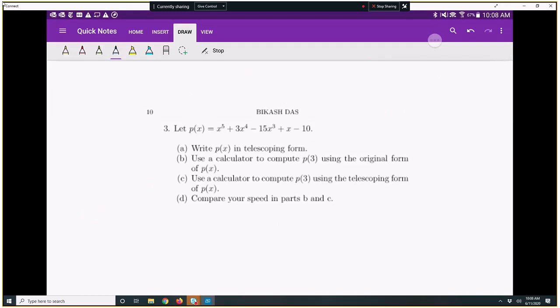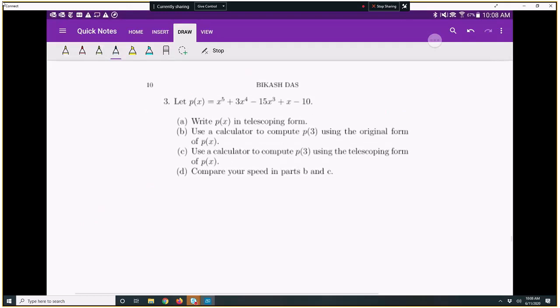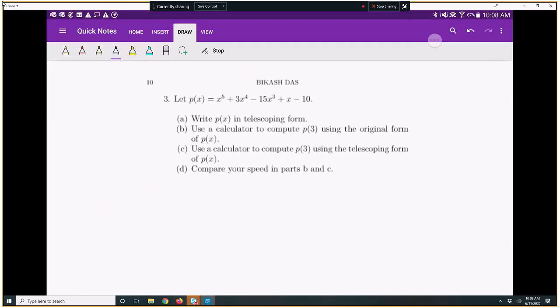Okay, next exercise. We have a polynomial. P of x equals x to the power 5 plus 3x to the power 4 minus 15x cubed plus x minus 10. First, we're asked to write this polynomial in the telescoping form. So I can see that the leading term, x to the power 5, the coefficient is 1. So I'm going to write x.